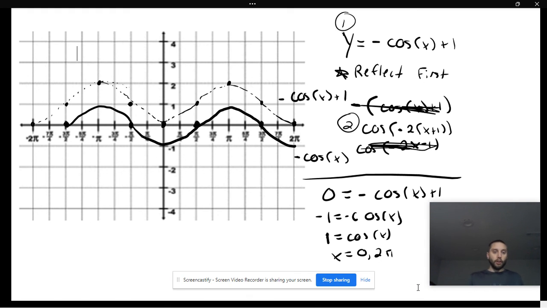So if you do a nice job with your transformations, if you have a nice grid and all your tick marks work out nicely, you don't necessarily have to set it equal to 0 every time, but that's the sure bet way to make sure that you have the right x-intercepts.